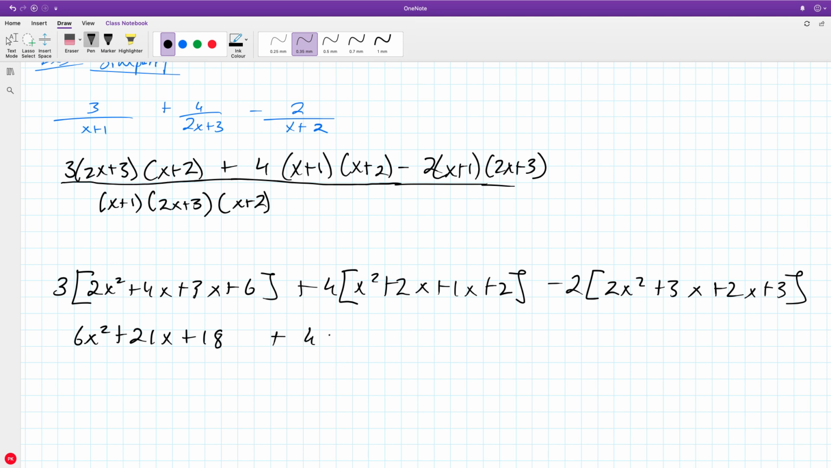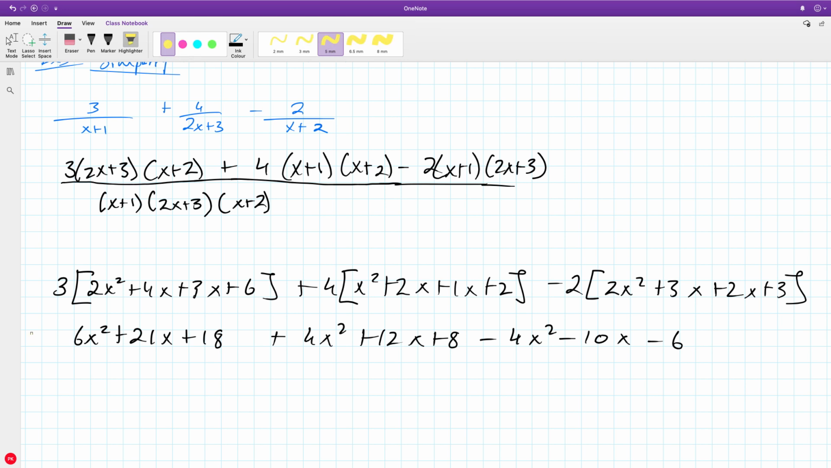Plus 4 times x squared. 2x and 1x is 3x. 4 times 3x is plus 12x. 4 times 2 is 8. Minus 2 times 2x squared is minus 4x squared. 3x and 2x is 5x, minus 2 times 5x is minus 10x, minus 2 times 3 is minus 6.